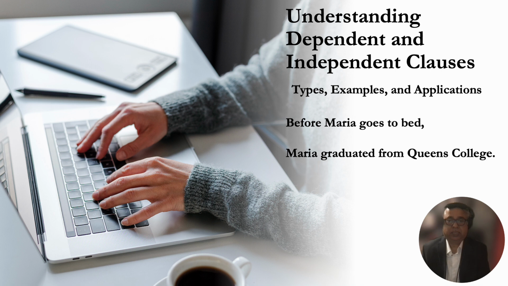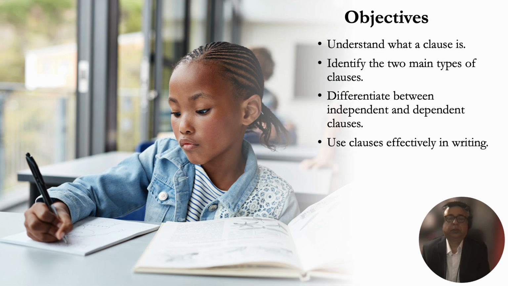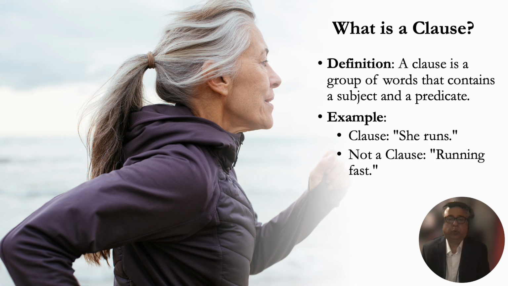So the difference between dependent and independent clauses is that a dependent clause is an incomplete thought, and an independent clause is a complete thought. The idea is complete. Okay. So, our objectives today are to understand what a clause is, and I should say at the very outset that a clause may not necessarily always be a sentence. Identify the two main types of clauses, dependent and independent, differentiate between them, and learn to use clauses effectively in writing.